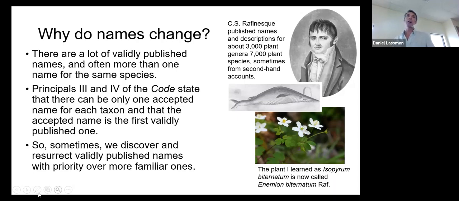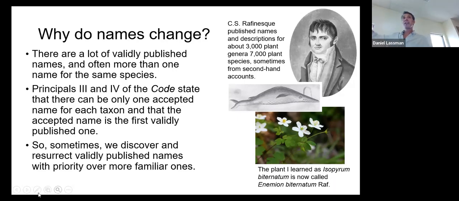And for a long time, botanical works were hard to find. So principles 3 and 4 of the code say that there can only be one accepted name, and that's the first validly published name in the literature. So everything starts at May 1st, 1753, and after that, it's a race to get your name first. Sometimes we actually discover names that were validly published a long time ago, but were kind of overlooked.